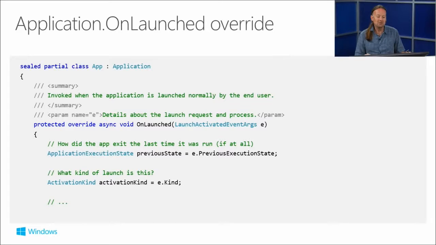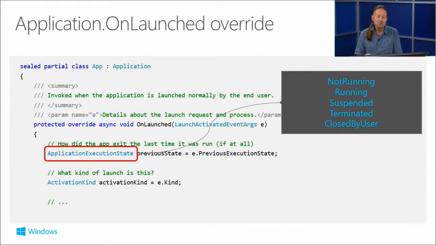Now, there is a method in your app.xaml, which in all the templates you'll have already in your app.xaml.cs, .vb, or .cpp, which is the OnLaunched method. This is where you can run some code when the app is launching for the first time, and you can also figure out what kind of activation. So you get this in the args, this previous execution state, so you can figure out what happened before this launch, what happened to it, the last thing in its life.